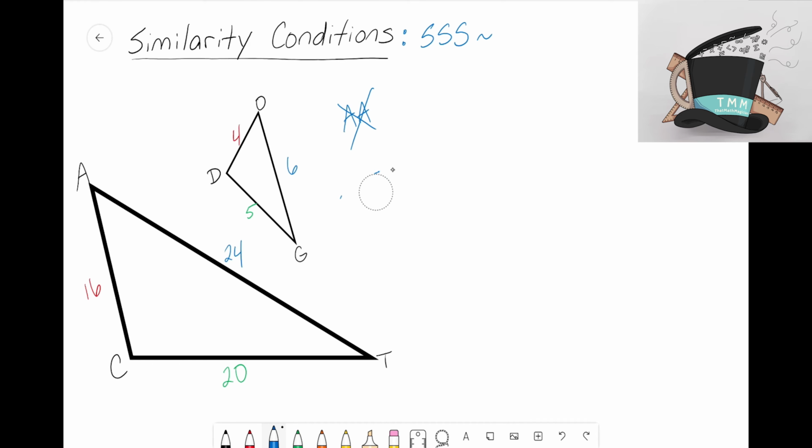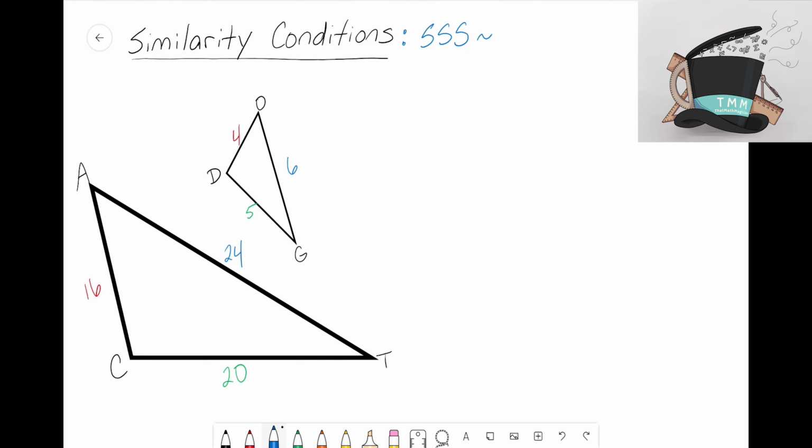So that is why we instead want to use this third similarity condition that we call side-side-side, where we look and see, does every side have the same zoom factor to the other triangle? If they do, then the triangles are similar. So let's dive in and see whether or not the corresponding sides of these two triangles have that zoom factor.